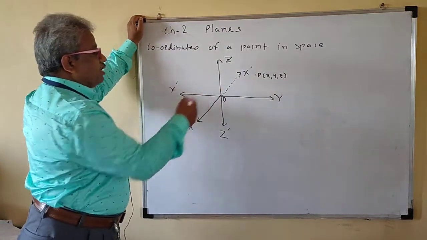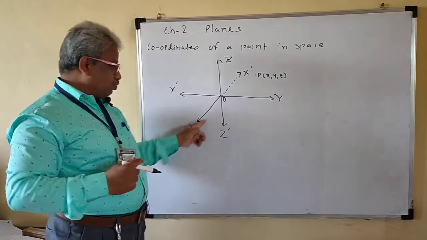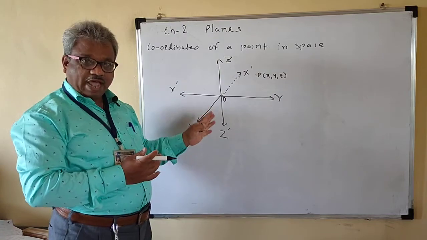So on these three axes, this is the x-axis. Actually, OX is perpendicular to the board. This is the three-dimensional figure.